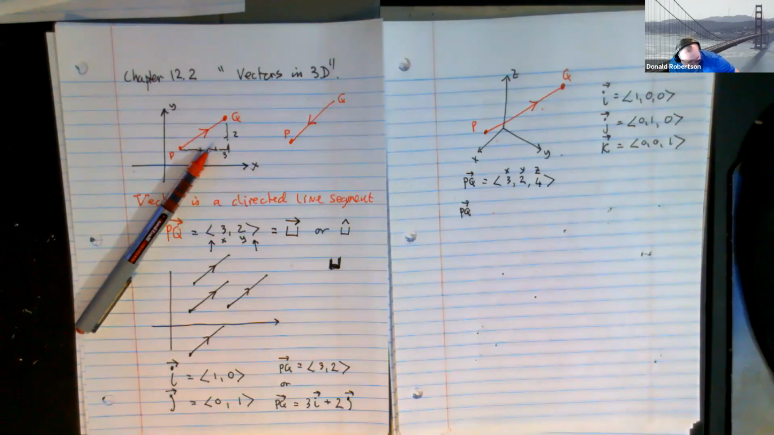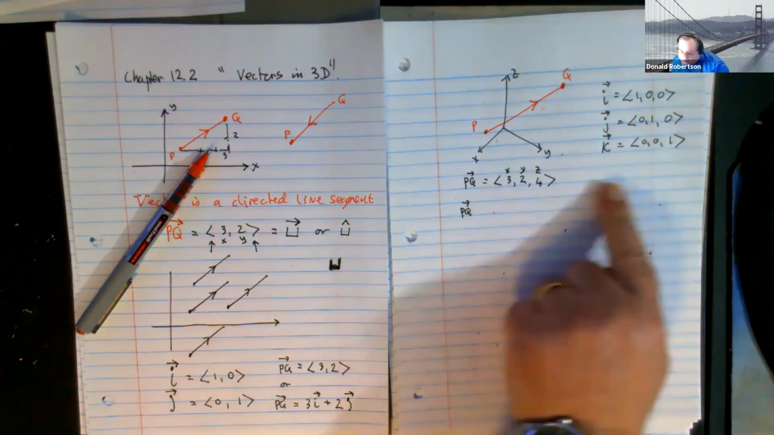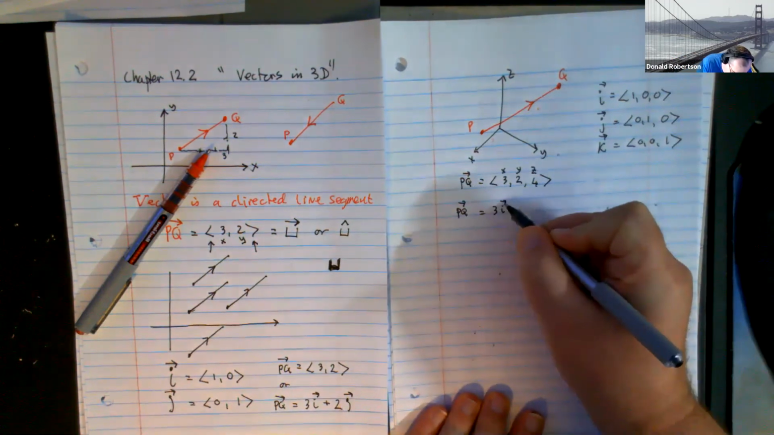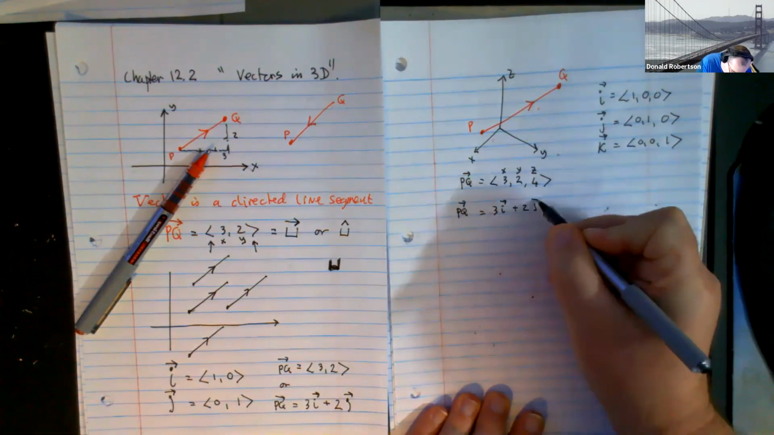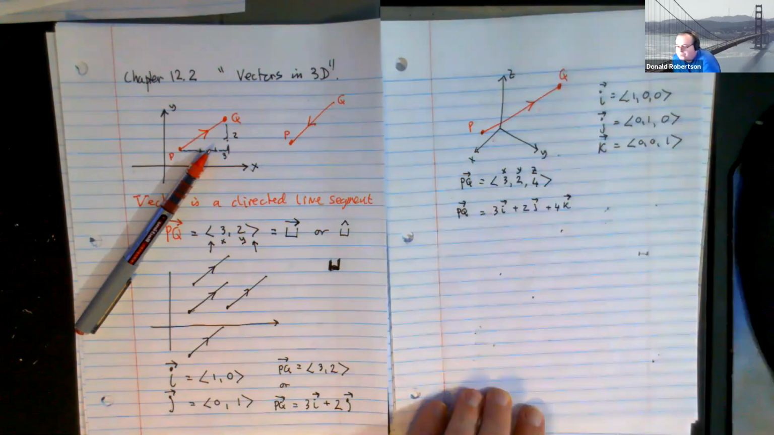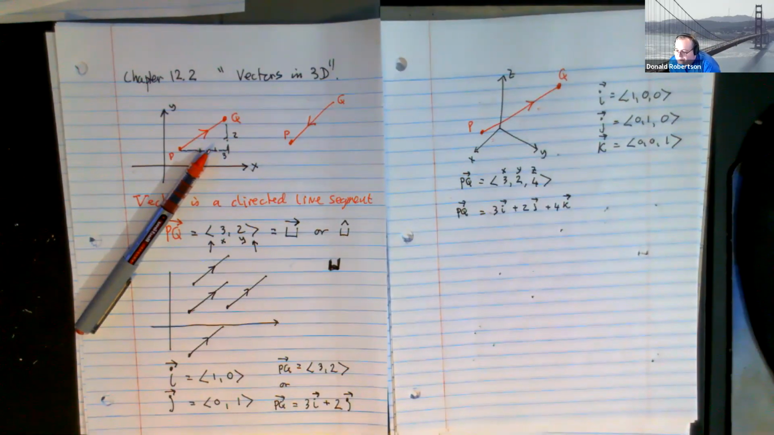What do things look like in the 2D world in vectors? What do they look like now in the 3D world? So this guy here would be 3 i's, 2 j's, plus 4 k's. Now, once we've got this basis of what the 3D vector world looks like, how do you write vectors down?